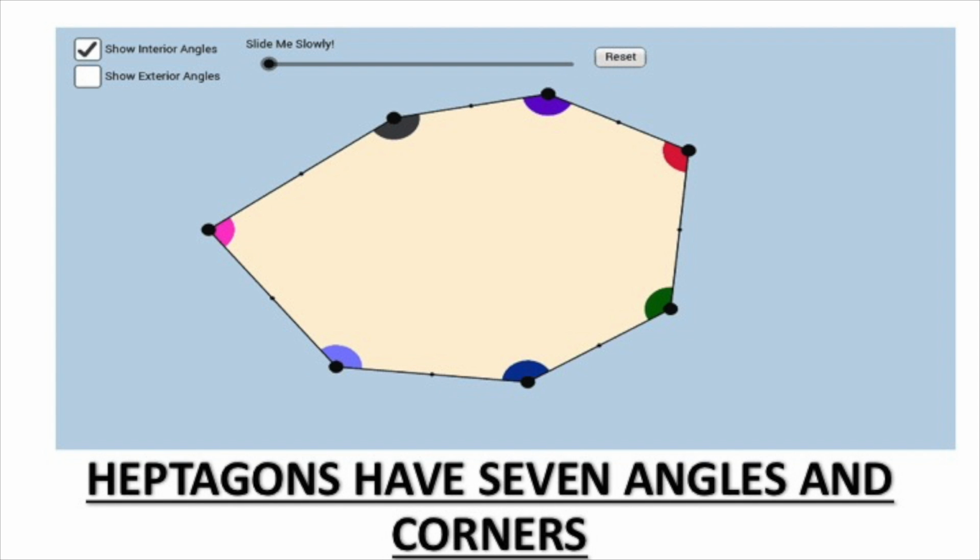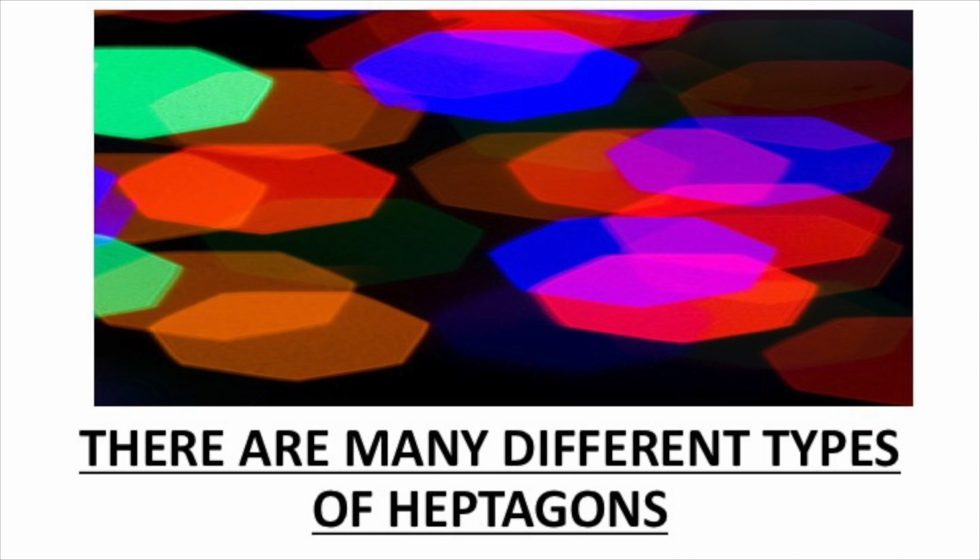Heptagons have 7 angles and corners. You notice how I've been saying they're the same thing because they're at the same point. Corner and angle is the same place. So if you have 7 corners, you must have 7 angles. But there are many different types of heptagons.